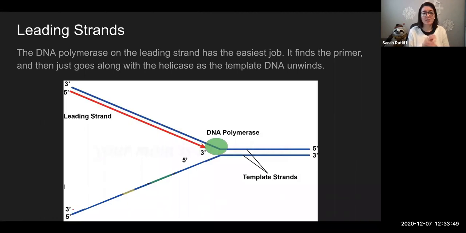A leading strand, super easy. All it has to do is follow that helicase as it unwinds the DNA. It's going in the same direction as that helicase. It's 5' to 3' direction, same direction as the helicase as that DNA is unwinding. It's just a one-stop shop, just whoop all the way.